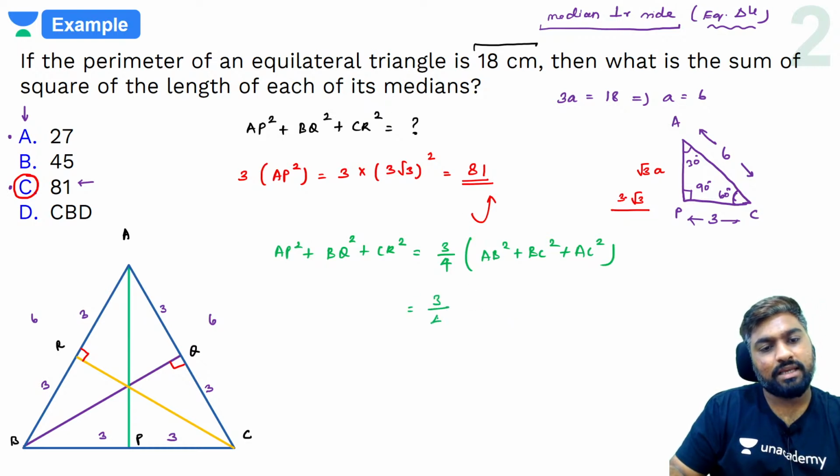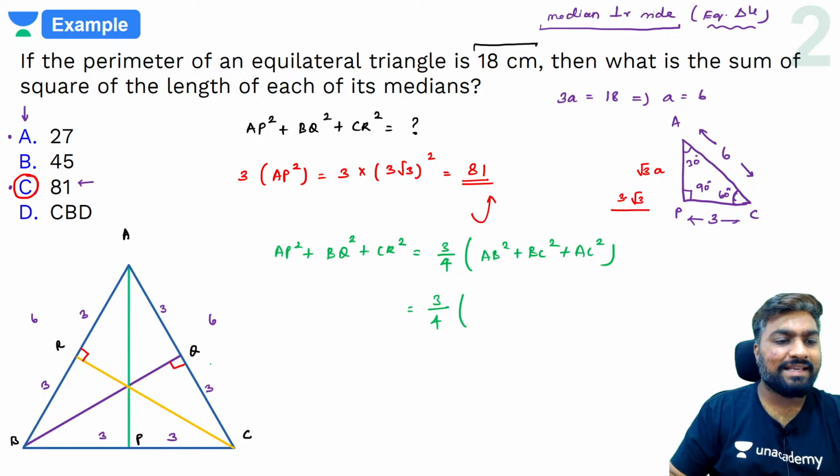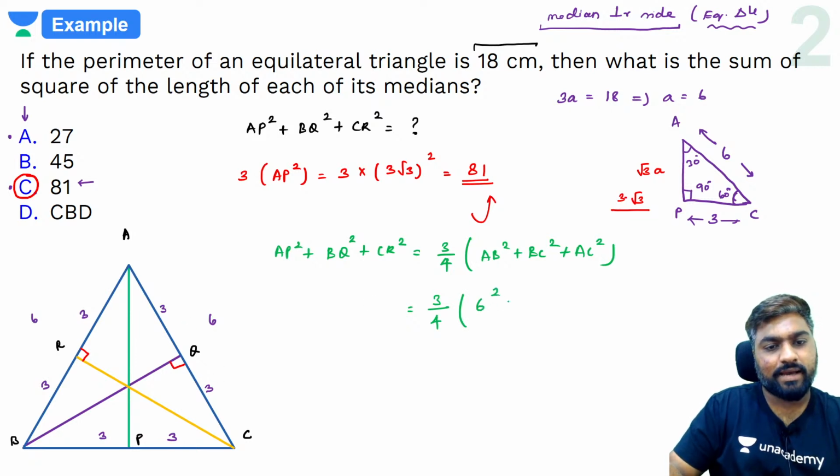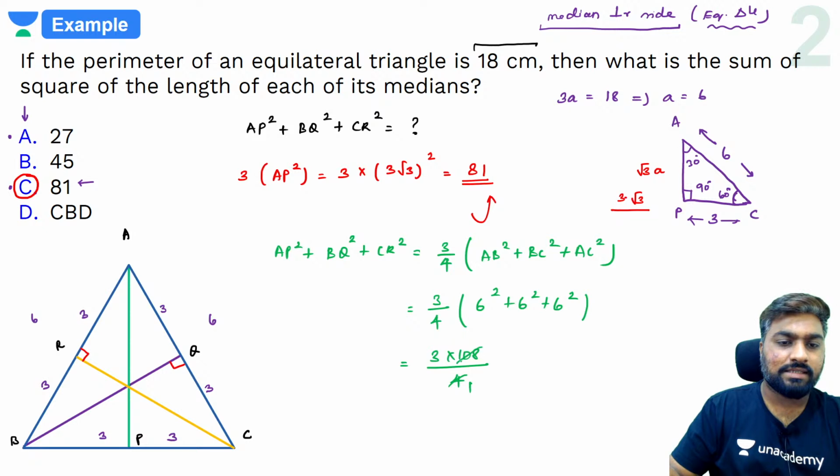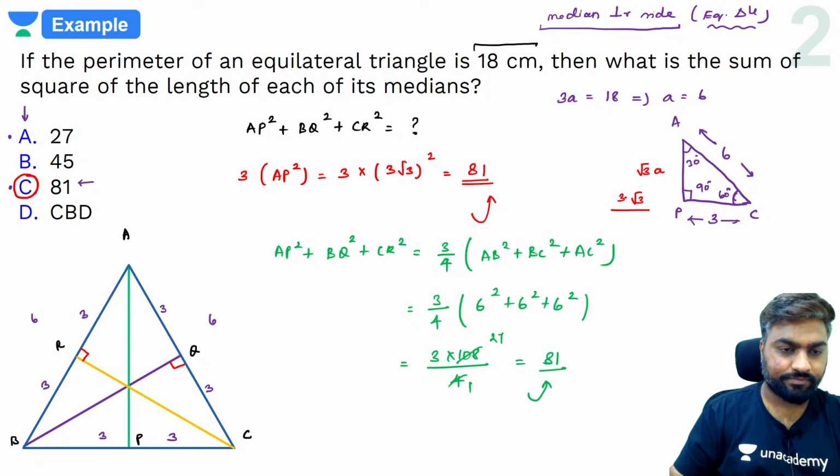What would you get? AB is 6, so 6 square plus 6 square plus 6 square, that is 36 times 3, which is 108. So what do you get? 3 into 108 by 4. This is once, this is 27 times. 27 three times is 81. Clear? This is a property.